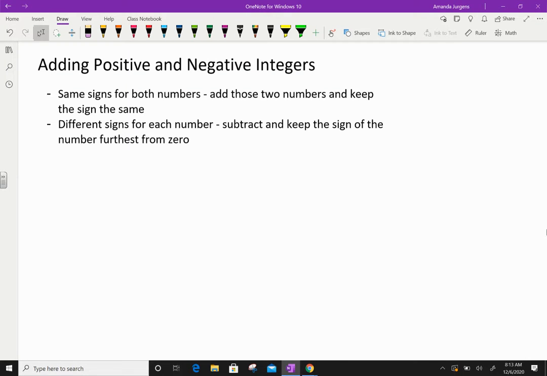Hello everyone. In this video, we're going to review adding positive and negative integers. First, I'm going to go through these rules and then we'll do a few examples together. So the rules for adding positive and negative integers.